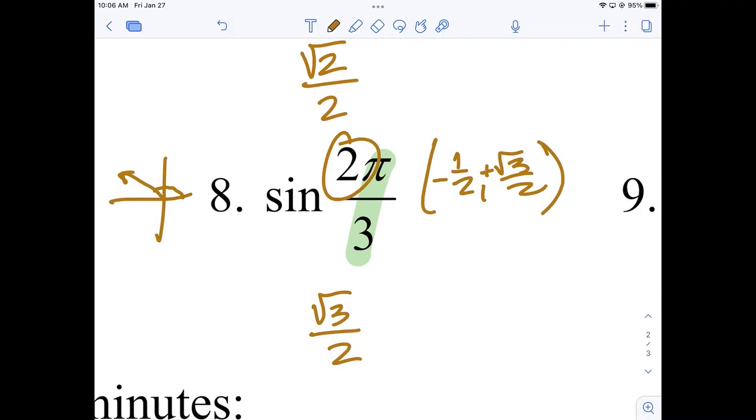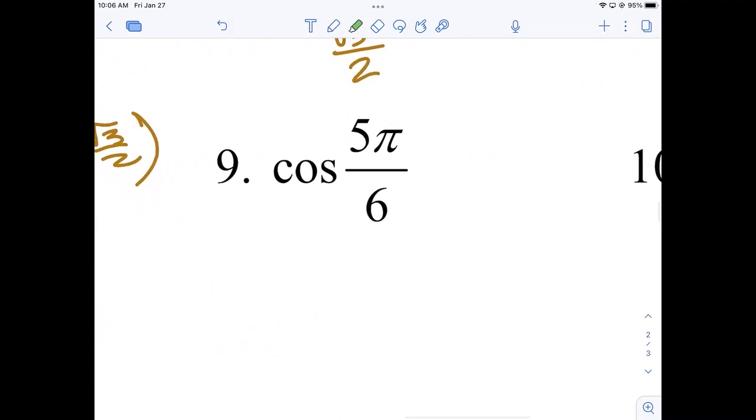Did y'all hear that in y'all's dreams last night or your nightmares last night where you're trying to go to sleep? Sine, y, height, sine, height. Ah, make it stop. Your parents come in. What's going on? The unit circle. I'm memorizing it dramatically.